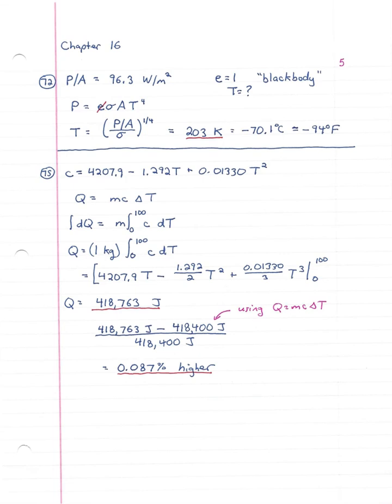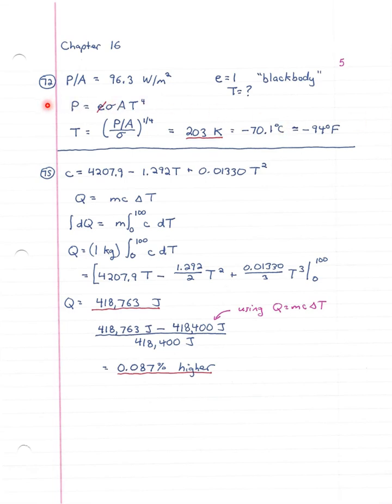Number 72. The European Space Agency's Rosetta spacecraft was 5,000 kilometers from a comet. Rosetta turned its infrared sensors toward the comet and measured a flux of 96.3 watts per square meter of cometary surface. Assuming the dark dusty comet radiated like a black body, and that means we're going to assume emissivity is 1, what is its temperature?